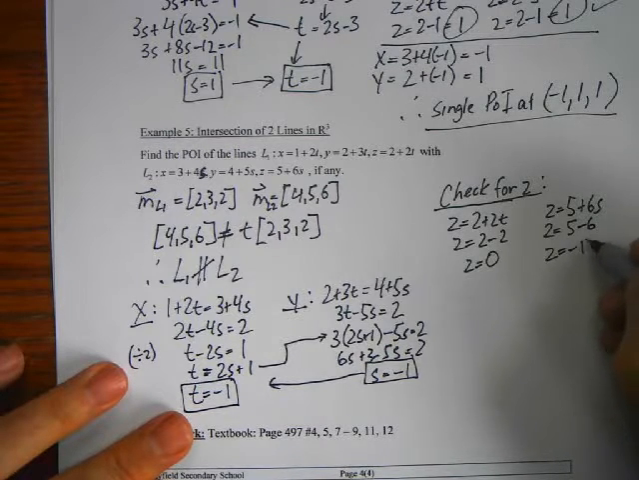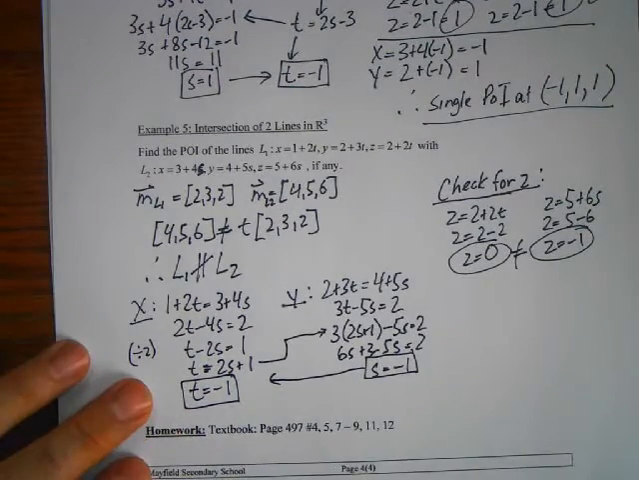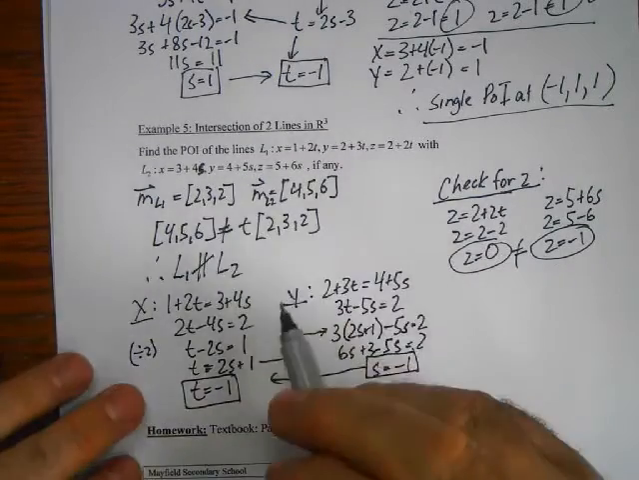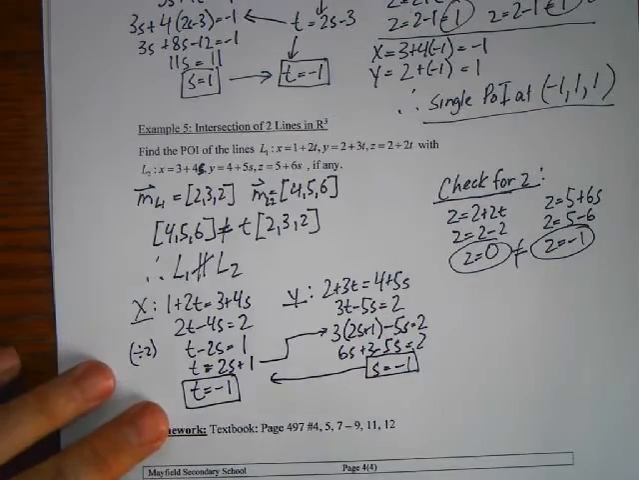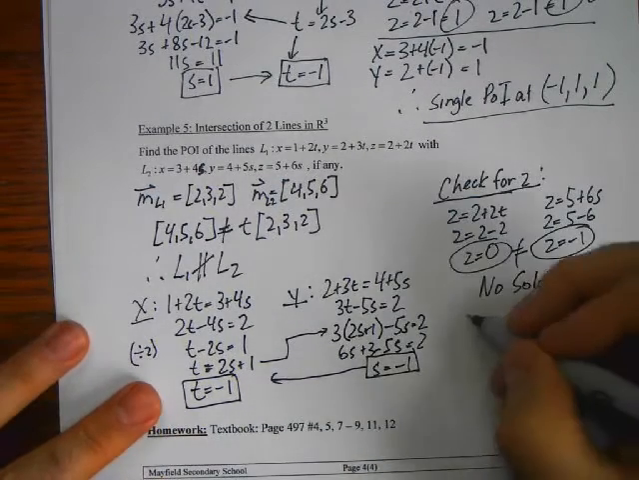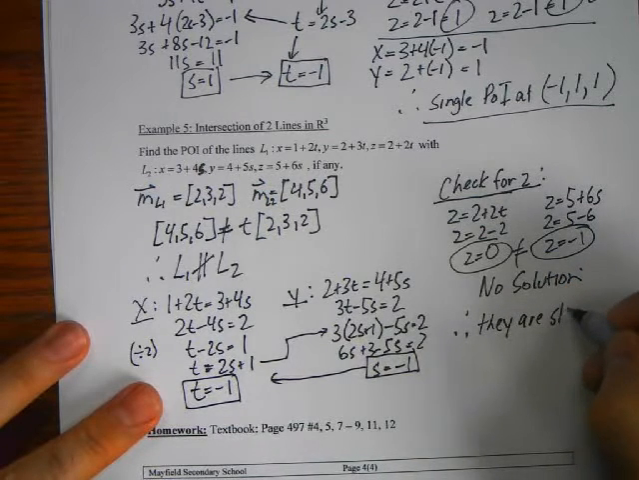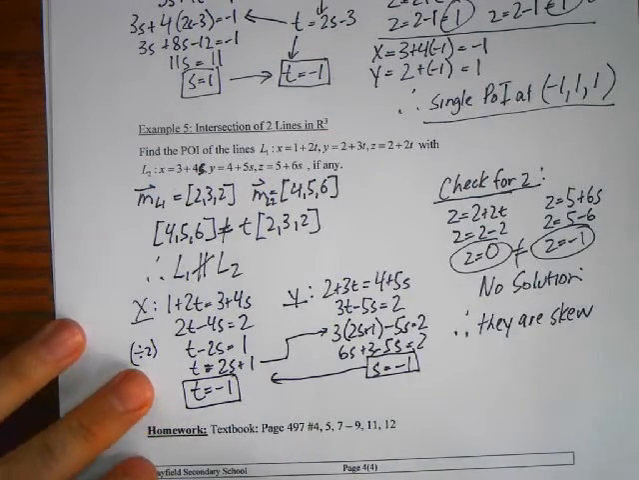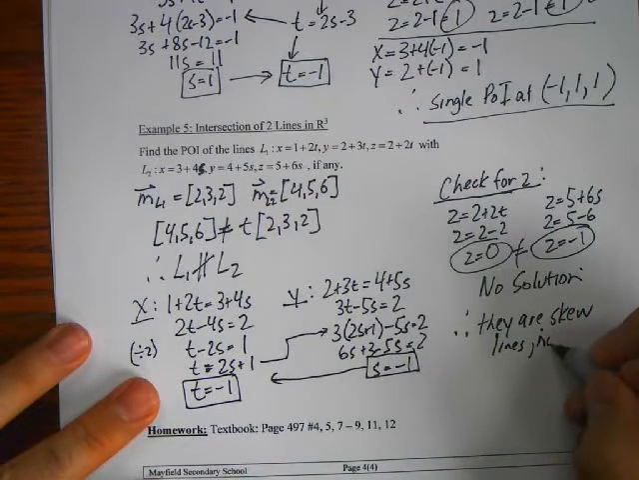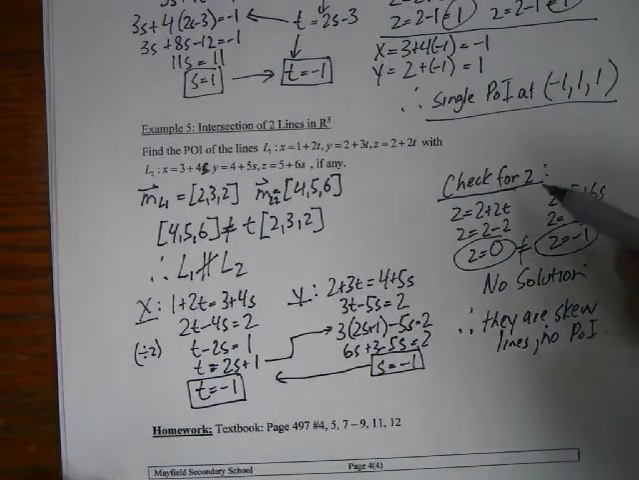So that means there is no value of s and t that will allow me to have a common point between the two lines. Okay, so therefore you can say there is no solution. And conclusion, they are skew lines. I would like you to use that word in this situation. And you could say no POI. Okay, so this is the case where there's skew and there's no intersection. This is the case where there is one intersection.